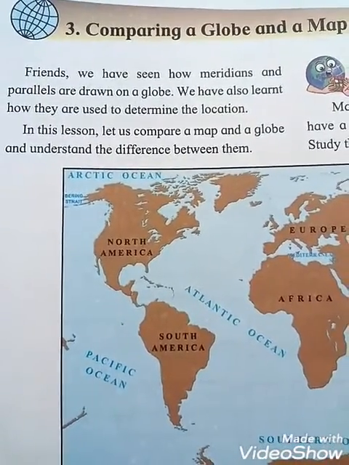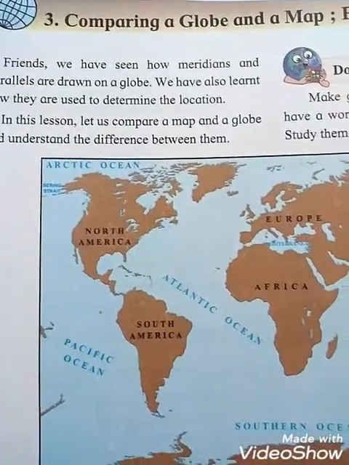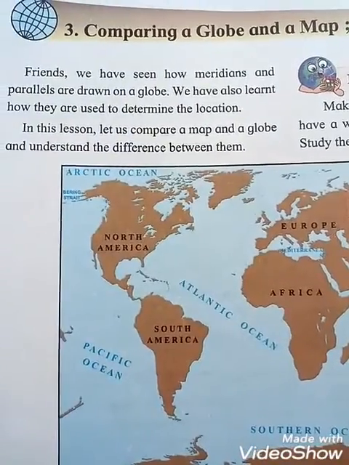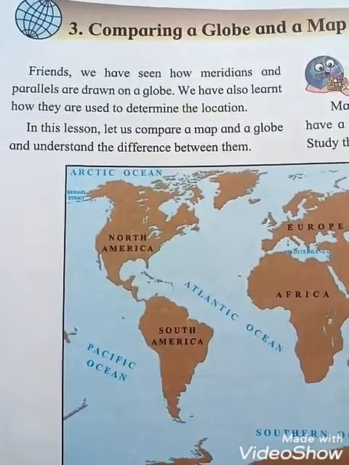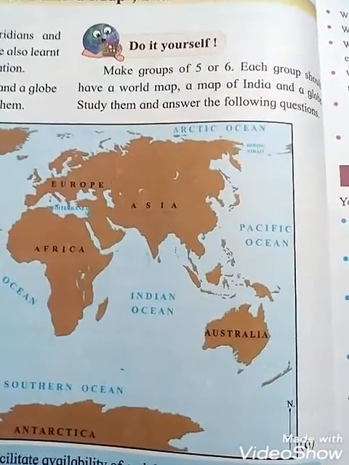In this lesson, let us compare a map and a globe and understand the difference between them. So in this lesson, we are going to discuss how to compare a map and a globe and understand the difference between them. It is totally practical based, students.